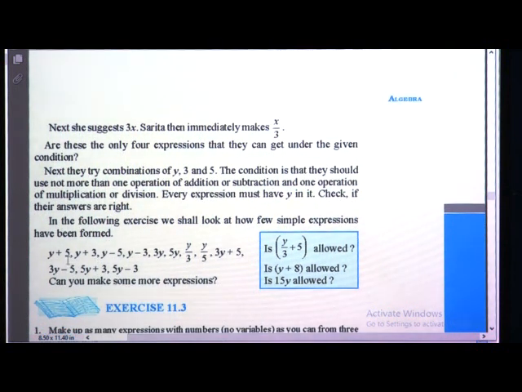See, let us see here. So, y plus 5, y plus 3, y minus 5, y minus 3. Okay. 3y, 5y, y by 3, y by 5, 3y plus 5, 3y minus 5, 5y plus 3, 5y minus 3. Okay. So, these are the different expressions they have formed by using y, 3 and 5, where the condition was that the expression must have y in it, and by using 4 different operations they have prepared this many expressions. Okay.